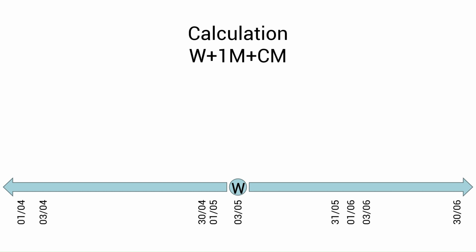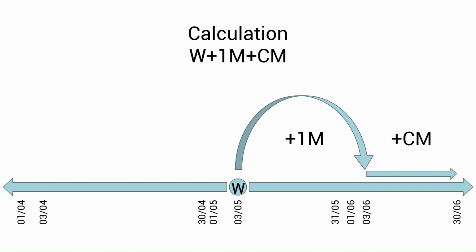So now we're looking at the work date plus 1M plus CM. So this is saying, take me to next month, and then take me to the end of that month. So from the work date, we move forward 1 month to the 3rd of June, and then the plus CM takes you on to the 30th of June. So go forward 1 month and then take me to the end of that month. Again, I think that's fairly simple once you get your head around it.